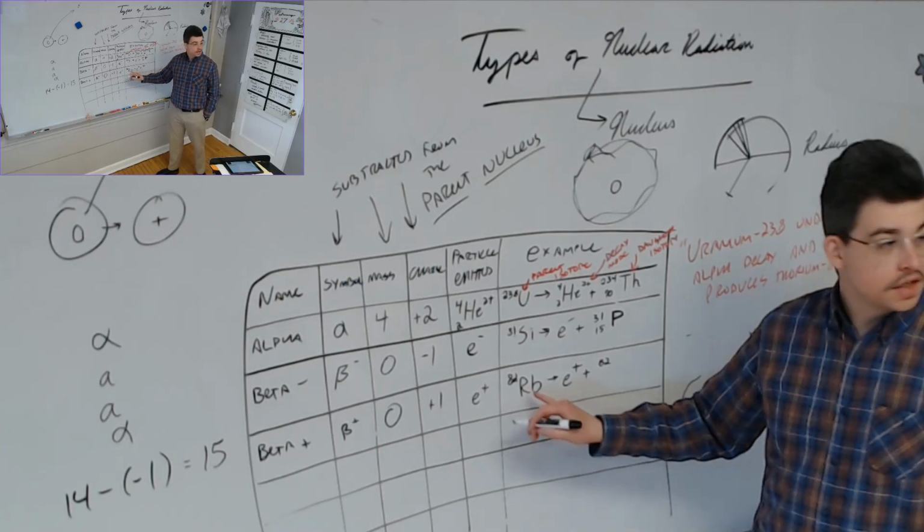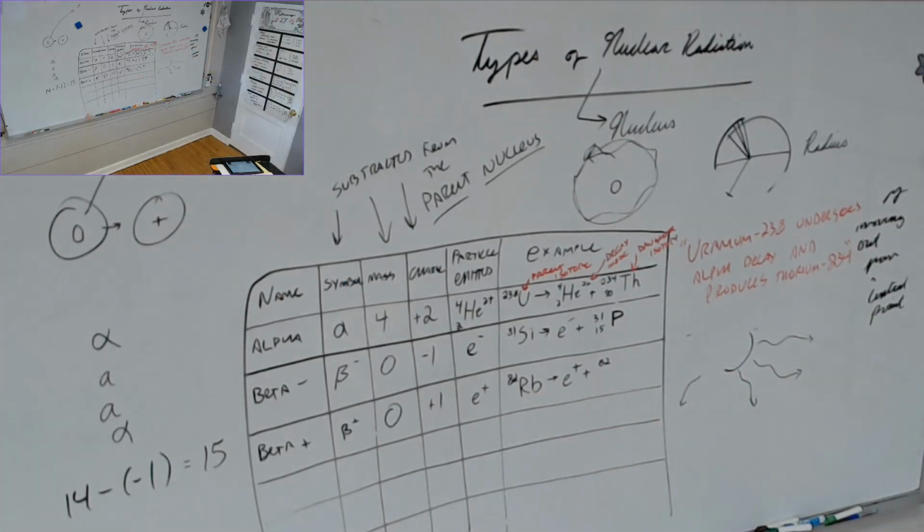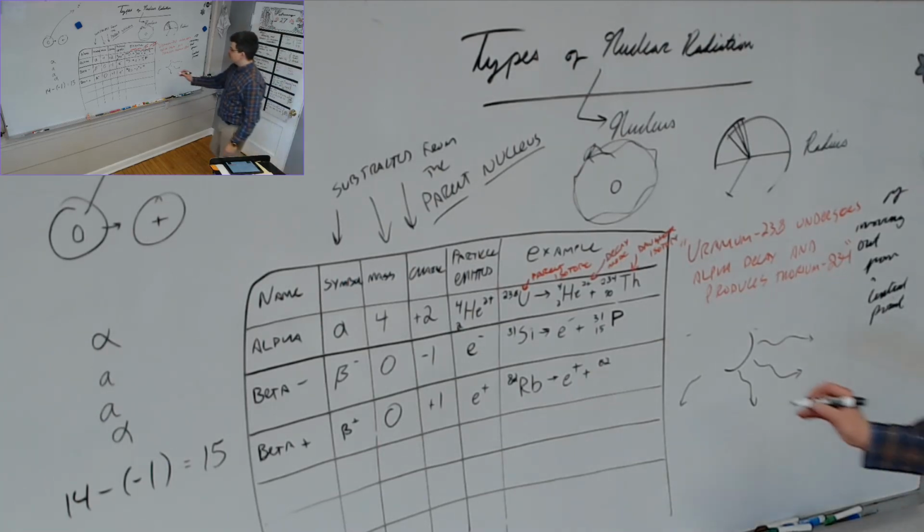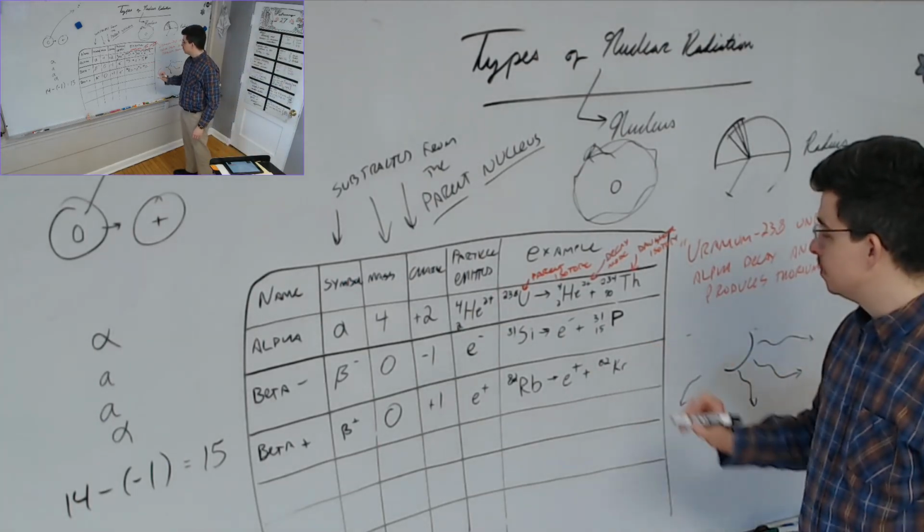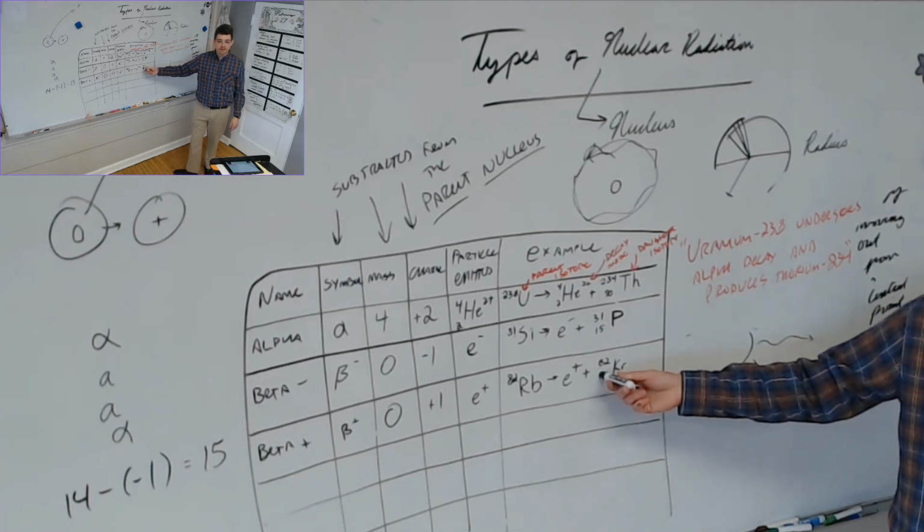But now, instead of rubidium, which was 37, it's going to subtract a positive, so it's going to go down to 36, so now it's krypton 82. The mass doesn't change. Mass stays the same.